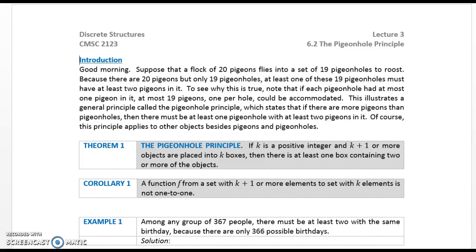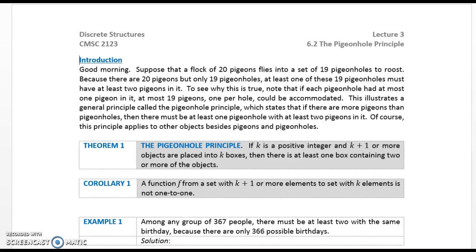Good morning. Suppose that a flock of 20 pigeons flies into a set of 19 pigeonholes to roost. Because there are 20 pigeons but only 19 pigeonholes, at least one of these 19 pigeonholes must have at least 2 pigeons in it. To see why this is true, note that if each pigeonhole had at most 1 pigeon in it, at most 19 pigeons, 1 per hole, could be accommodated.